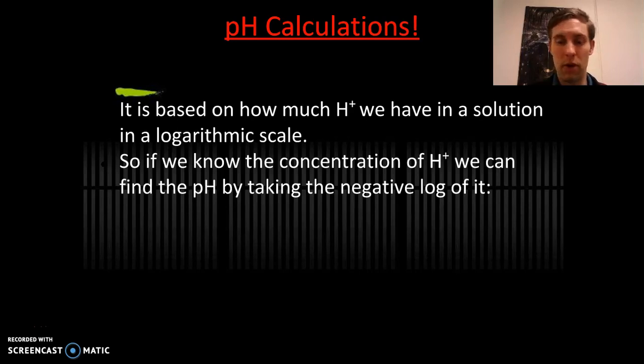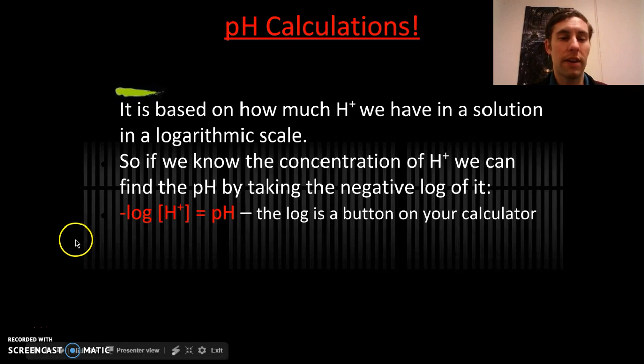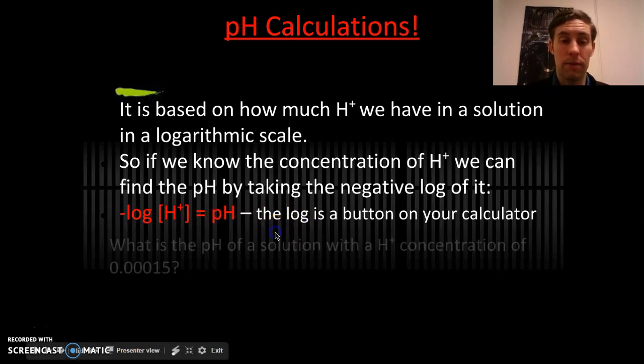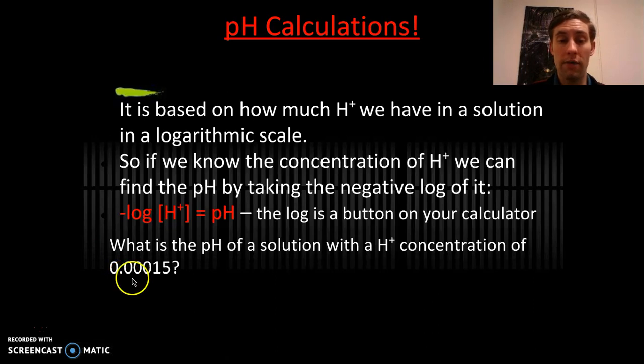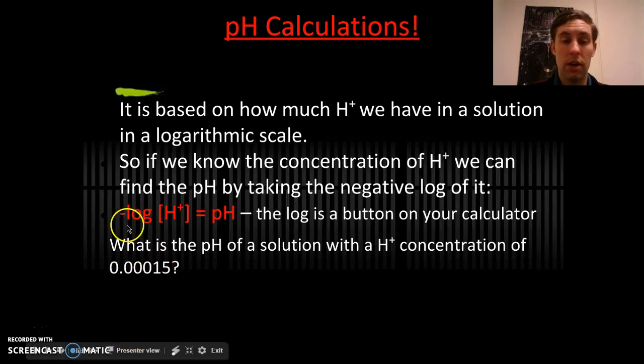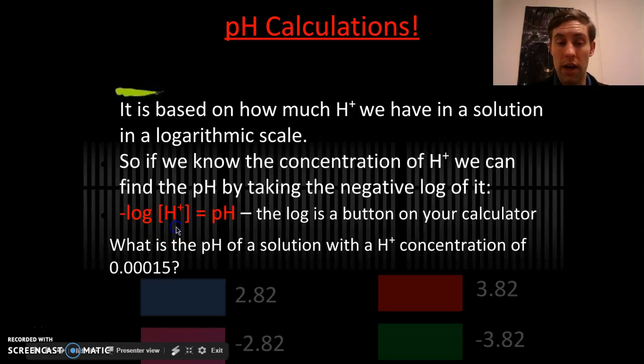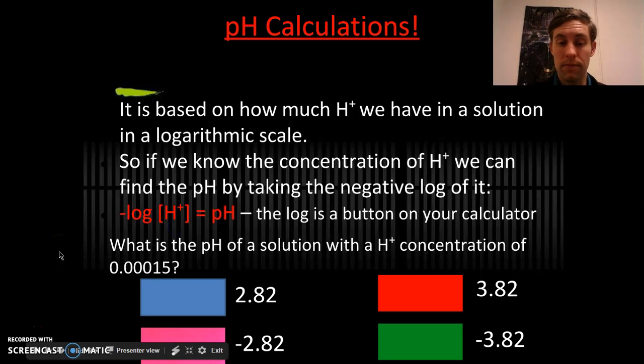So you have a really, really basic one. If you take the negative log of the H plus concentration, that's what the brackets mean, you get the pH. The log button is just on the calculator. So the question is, what is the pH of a solution with an H plus concentration of 0.00015? You simply take, on your calculator, negative log, then put in 0.00015. It equals, and you should get one of these answers.